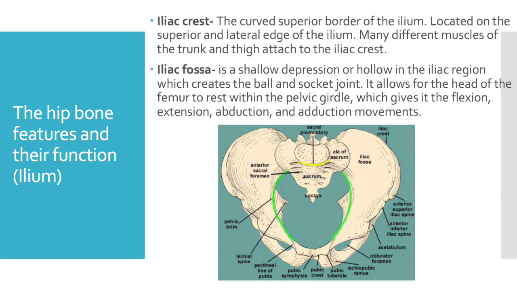The first feature of the ilium is the iliac crest. The iliac crest is a curved superior border of the ilium. It is located on the superior and lateral edge of the ilium. Many different muscles of the trunk and thigh attach to the iliac crest.